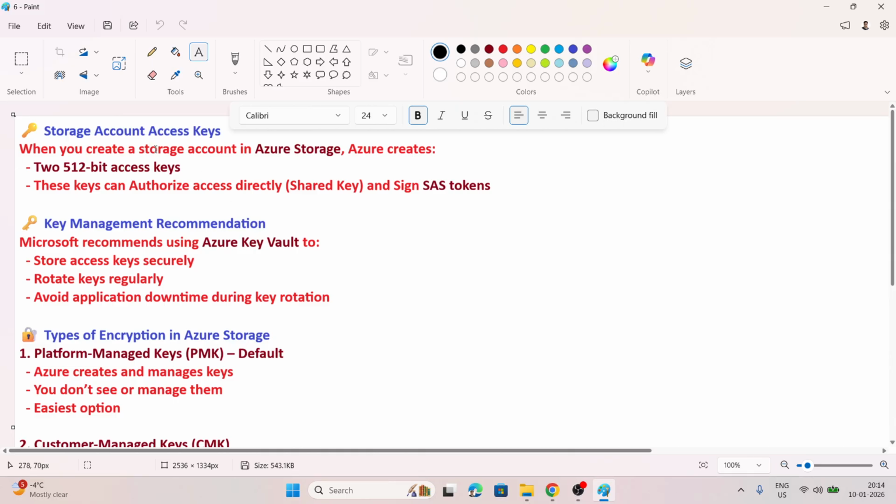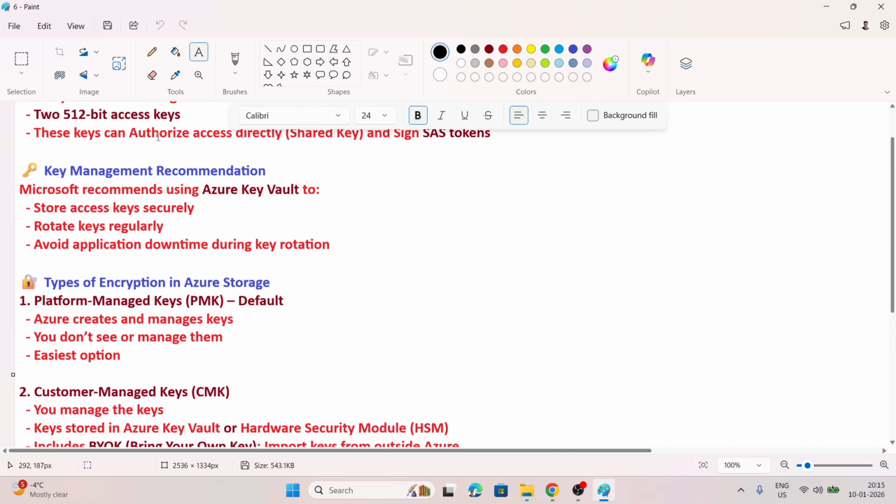Now, storage account access keys. When we create a storage account in Azure Storage, Azure creates two 512-bit access keys. These keys can authorize access directly and sign SAS tokens. Whenever we create a storage account, Azure provides us two access keys, two 512-bit access keys. These are the security keys.